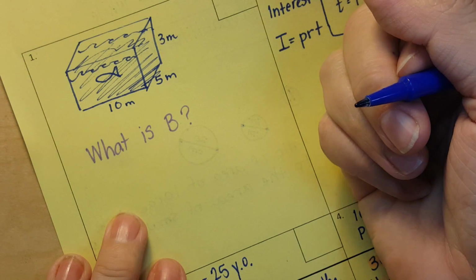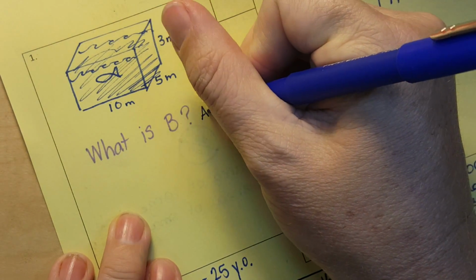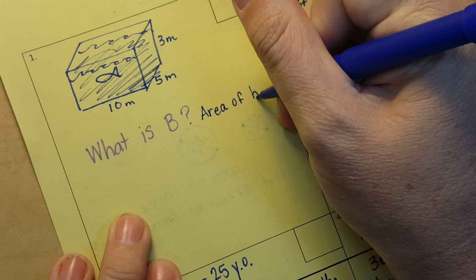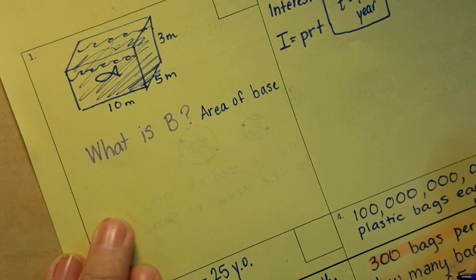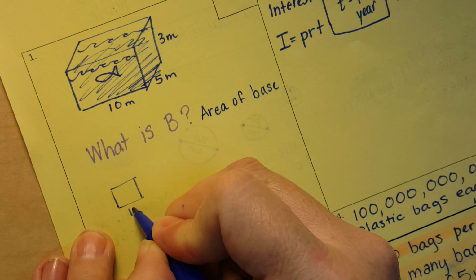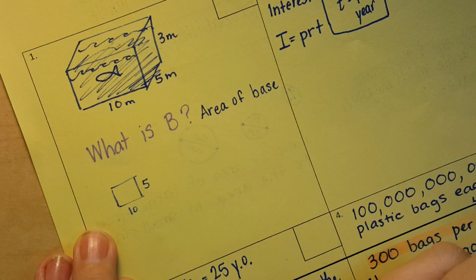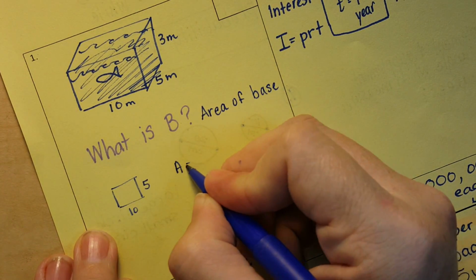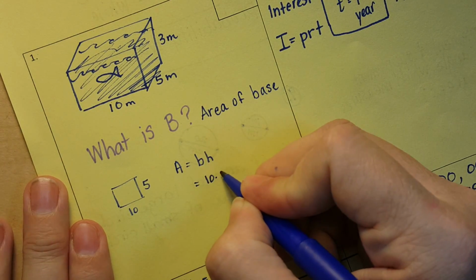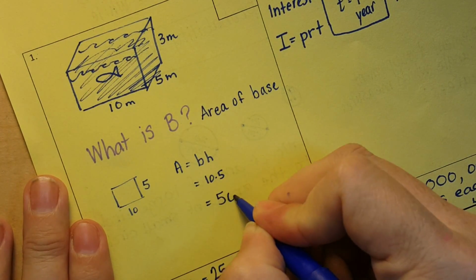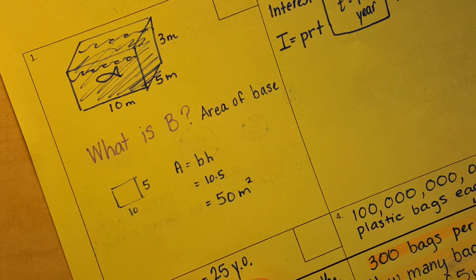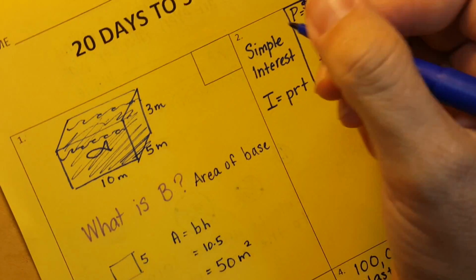First of all, we got to know what B is for us to tell what it is. And capital B stands for the area of the base. And our base is a rectangle that's 10 meters long and 5 meters wide. So the area is 10 times 5, which is 50. Okay? So 50 square meters is the area of the base.